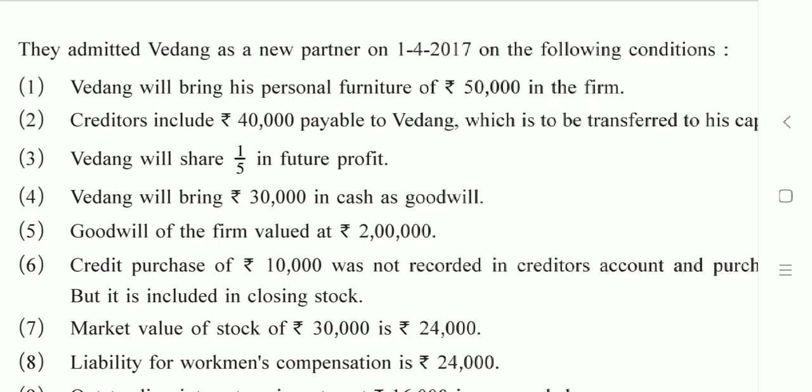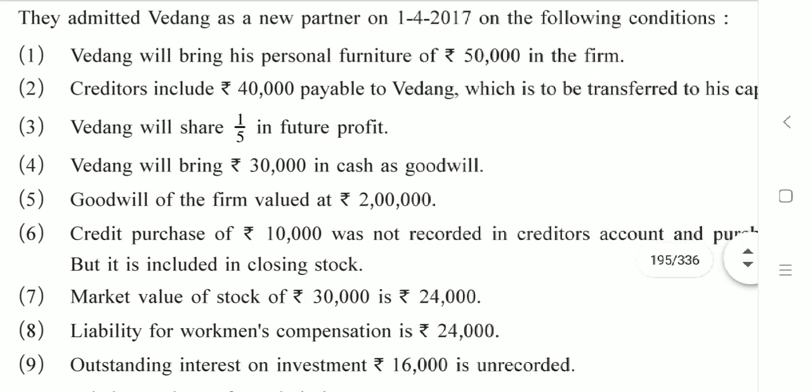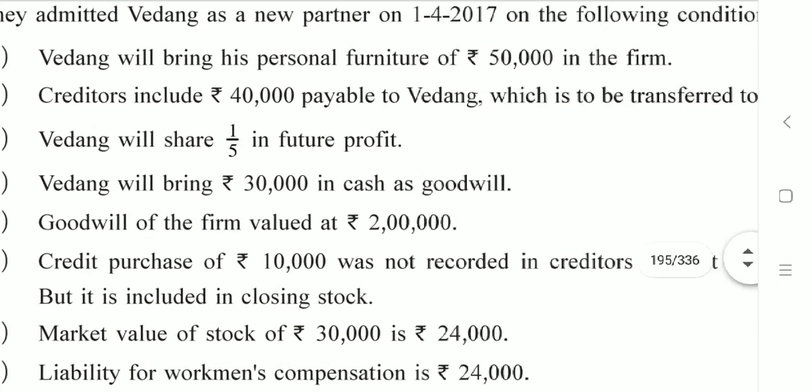Vedang was supposed to bring 40,000 and he brought only 30,000. So अब 10,000 जो वो नहीं लाए उसका अकाउंटिंग ट्रीटमेंट क्या रहेगा? ठीक है, that is the new thing we are going to learn in this sum. But firstly, let us deal with 30,000.